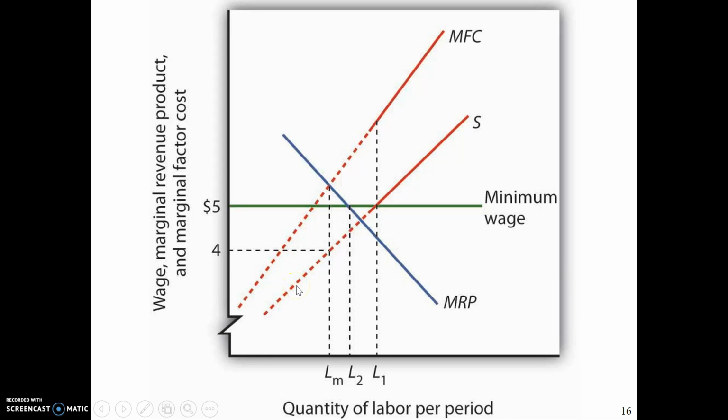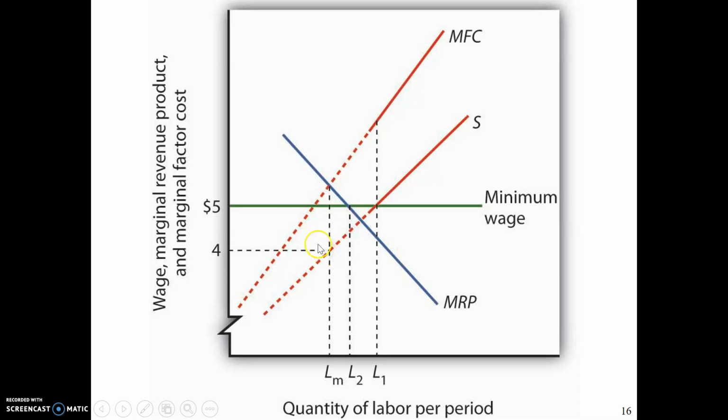So the monopsonist is going to hire labor where MRP equals MRC, okay? So we're going to get this quantity, the labor quantity for the monopsonist. And ultimately they will pay the wage of $4, okay? And that is a lower wage than perfect competition. It's also a lower quantity of labor hired than perfect competition would be, okay?